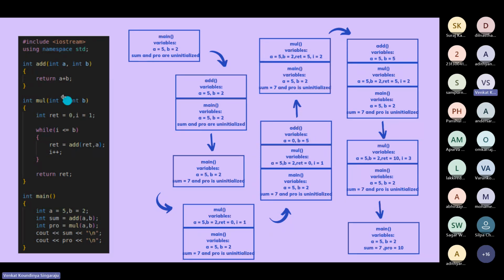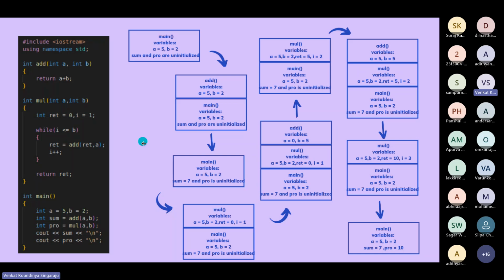The returned value 5 gets assigned to ret. ret becomes 5 and i gets incremented to 2. i was previously 1, now it becomes 2. Now you basically have the main function and the mul function. Again, it checks this condition. After i becomes 2, it checks this condition, and 2 is less than or equal to b, which is 2. So this condition is again true, 2 less than or equal to 2.